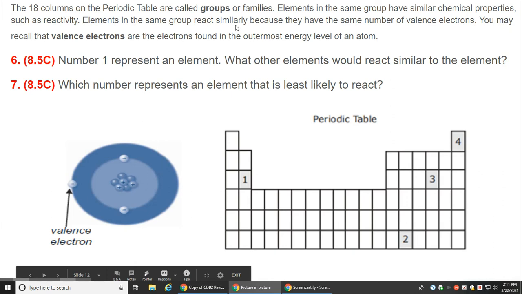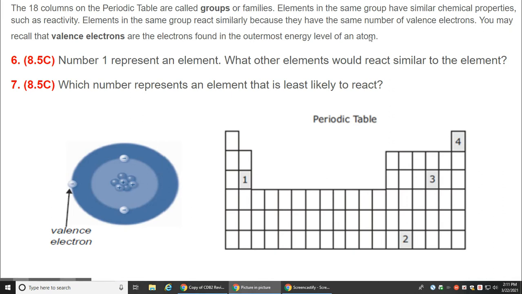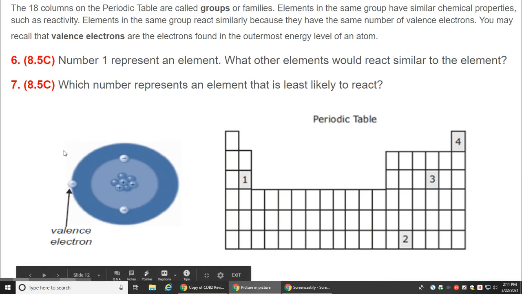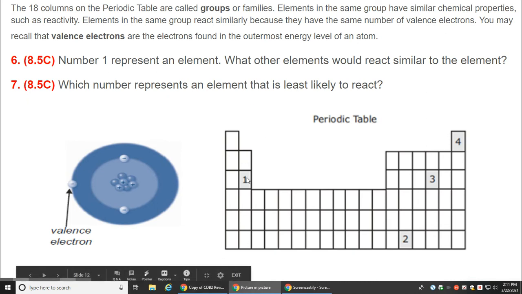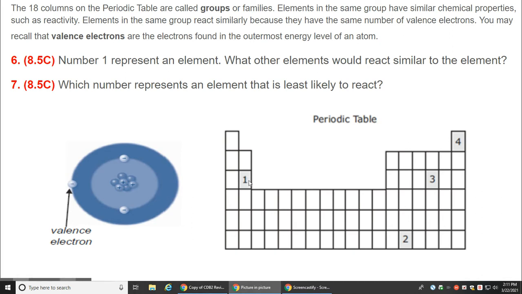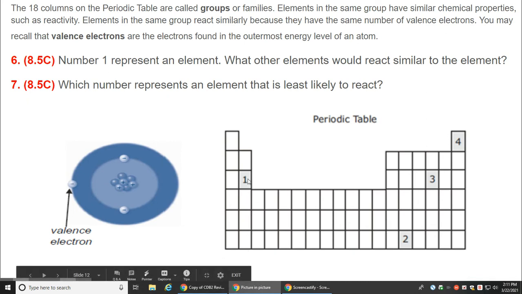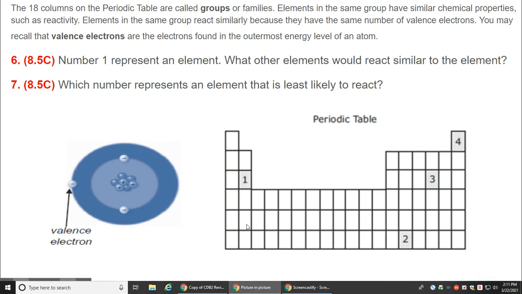Elements in the same group react similarly because they have the same number of valence electrons. You may recall that valence electrons are the electrons found in the outermost energy level of an atom. So number 1 represents an element right here. What other elements would react similarly to this element? Well, you'd have to look on a periodic table and see what other elements are in the same group as this element number 1. So all these other elements would react similarly.